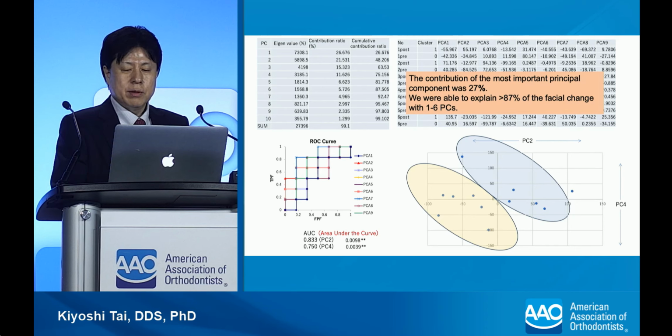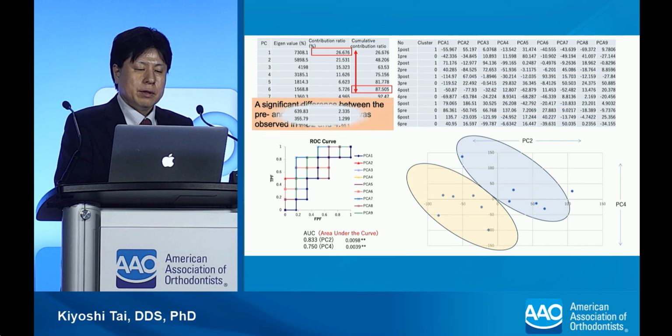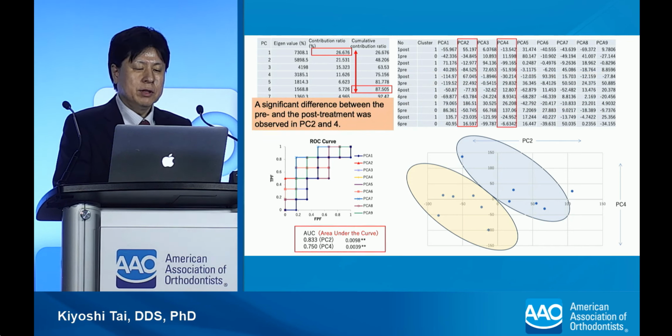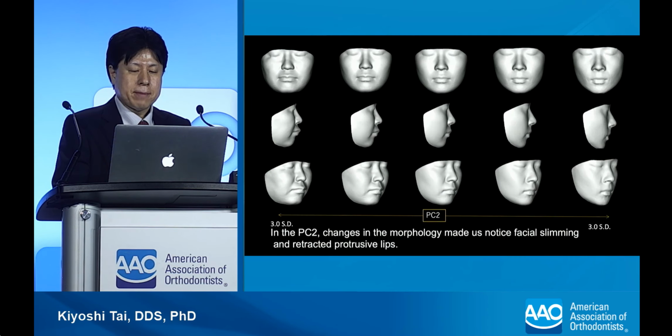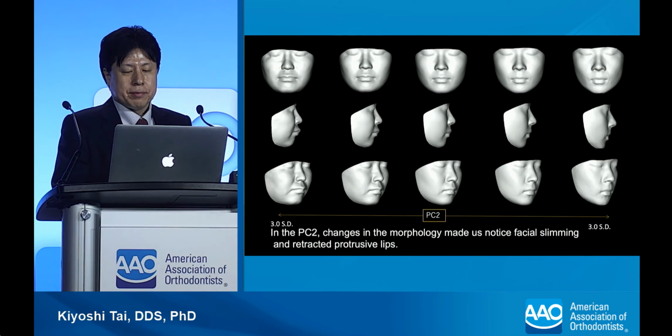The contribution of the most important principal component was 27%. PC1 to 6 explained over 87% of the total variance. A significant difference between the pre and post was observed in PC2 and 4. Here we have animation just as before.